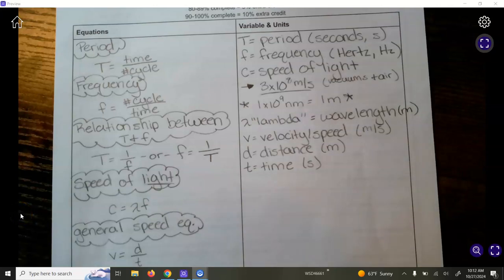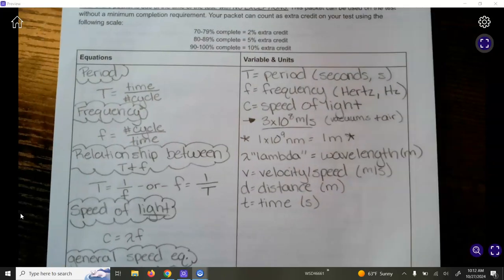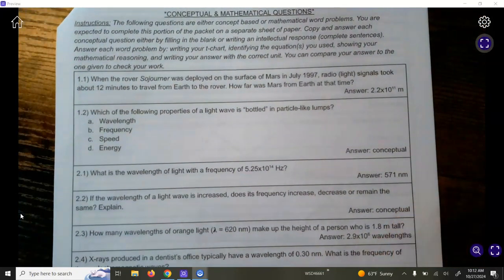Okay, we just went over all of the equations for the front of our packet, and we're going to do question 1.1 together. All right, let's take a look at this question. Number 1.1, when the rover Sojourner was deployed on the surface of Mars in July of 1997, radio light signals took about 12 minutes to travel from Earth to the rover. How far was Mars from Earth at that time?